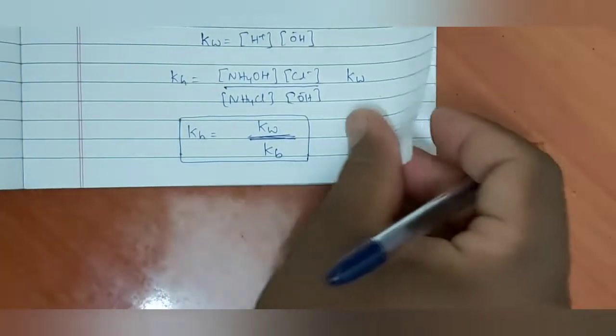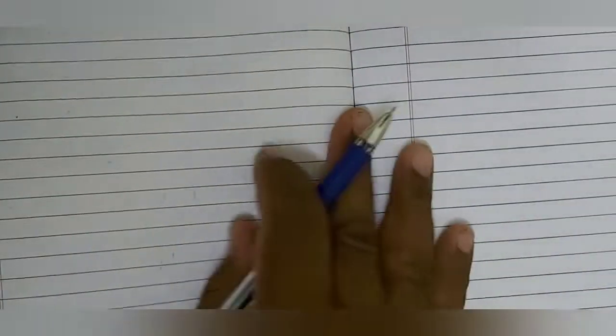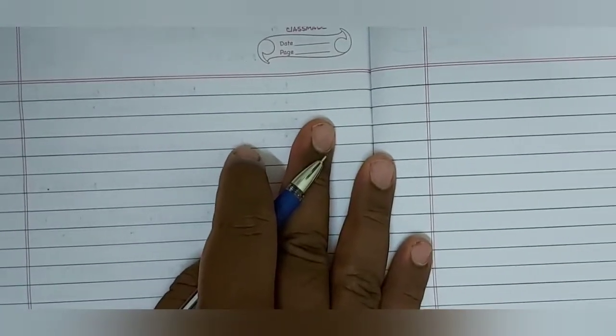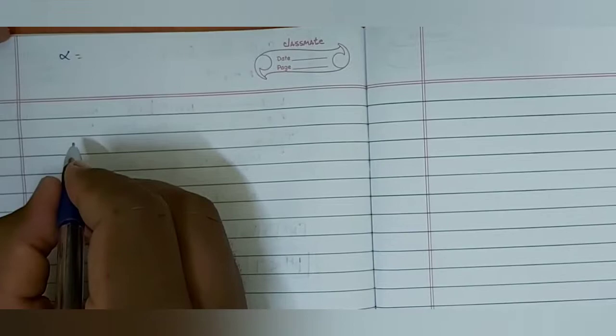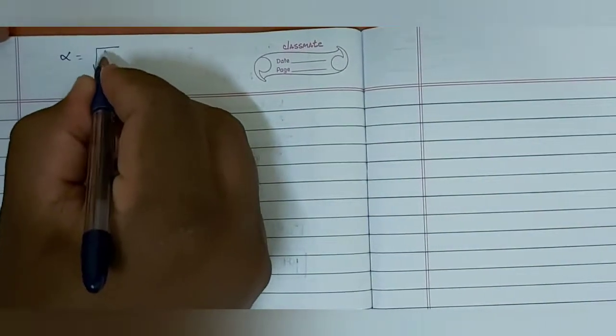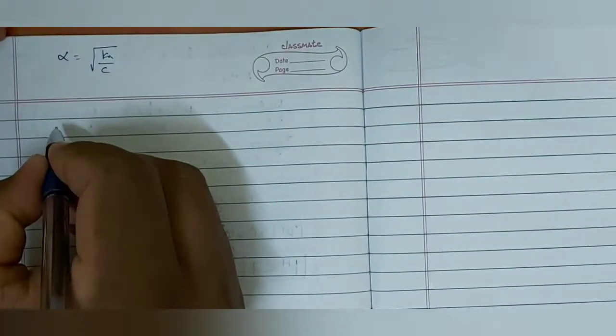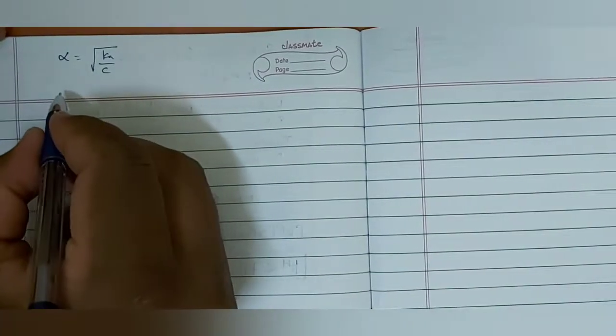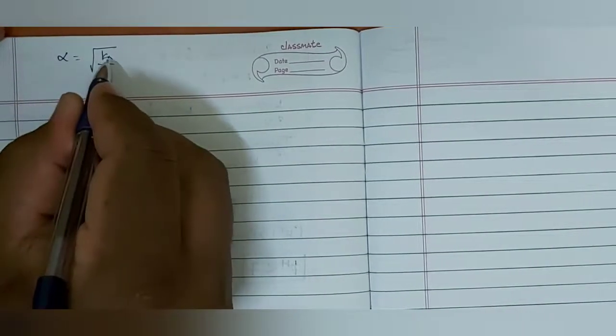Next, as we have known, degree of dissociation alpha is equal to root of Ka by C. Correct? Like that, degree of dissociation for acid.